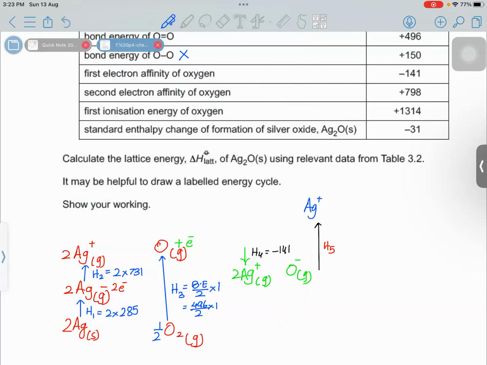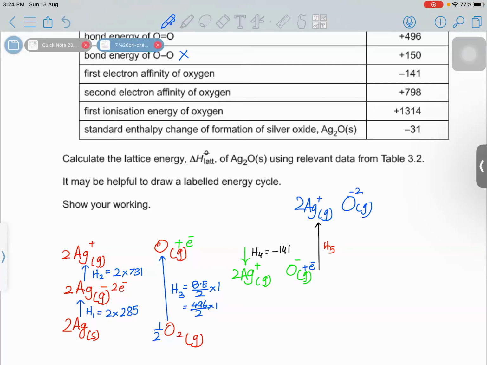As a result, silver remains intact with oxygen and oxygen becomes O minus 2. Sir, I have a question. Yes, Peter. In the Born-Haber cycle, do we need to be careful about the length of the arrows? No, neglect it. Length is not important, direction is important. Upward arrow means endothermic, downward arrow means exothermic.